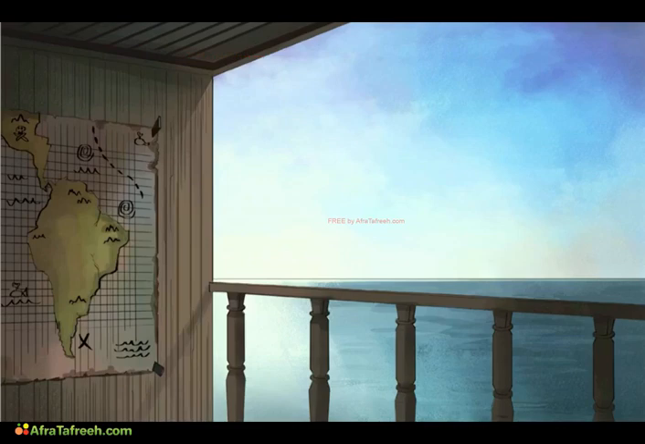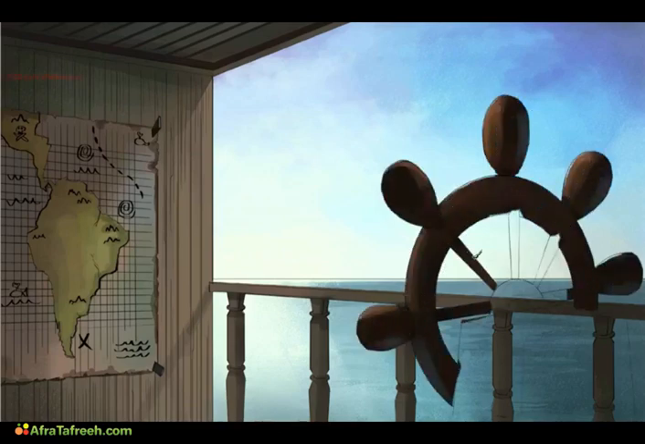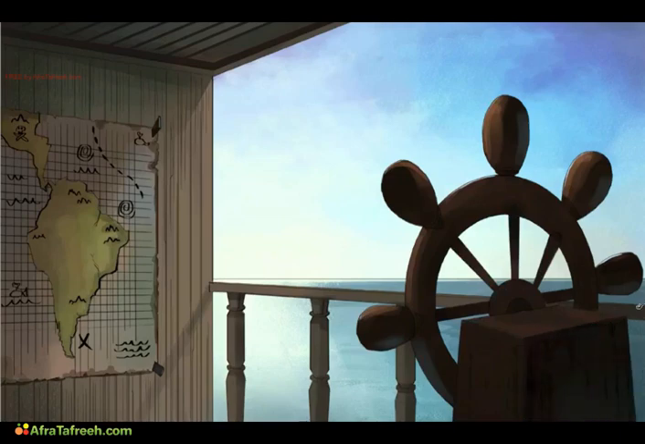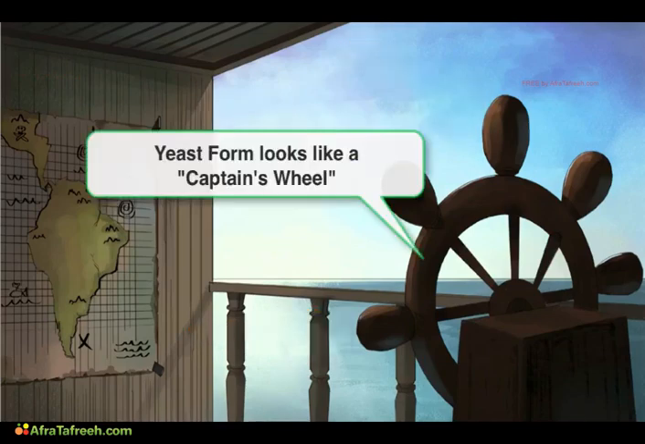And we struggled for a while trying to figure out how we're going to represent a captain's wheel in a story about pirates on a ship. And right as we were about to give up altogether, we came up with this, a captain's wheel. So take a look at this captain's wheel and notice how the handles of the wheel are rounded and bulbous shaped. And this is exactly how the yeast form looks in the lungs.